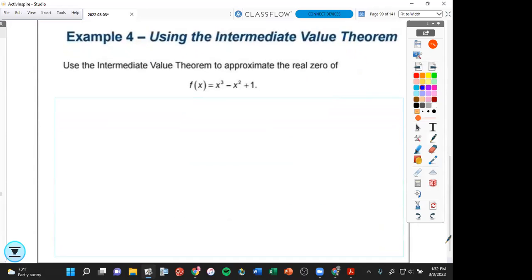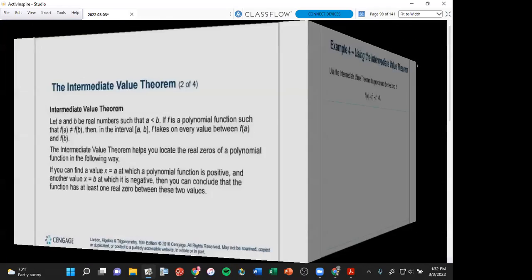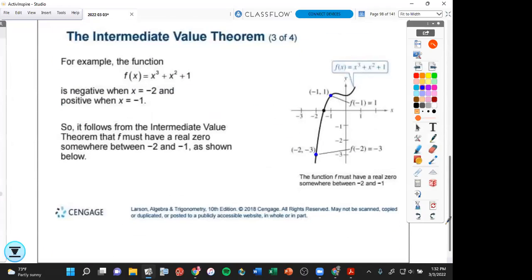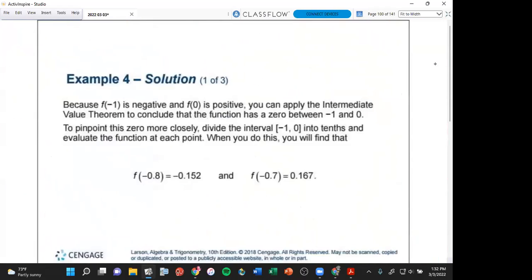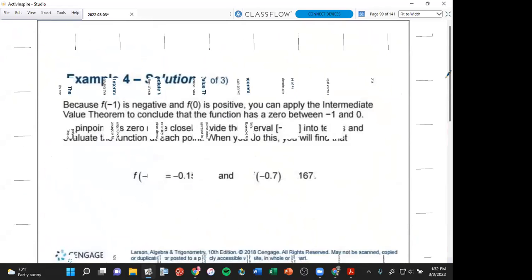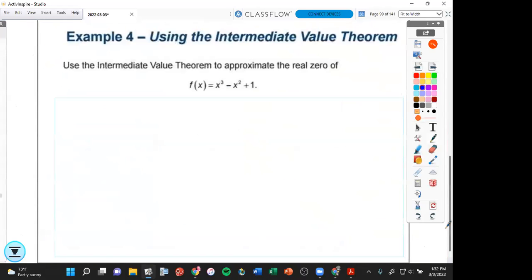And this is what it's going to look like. So same function, right? Nope, they changed the sign on me. Okay, different function. I'll get there in a minute. Here's my function, x cubed minus x squared plus 1. I want to try to find a 0 of this by using the intermediate value theorem.